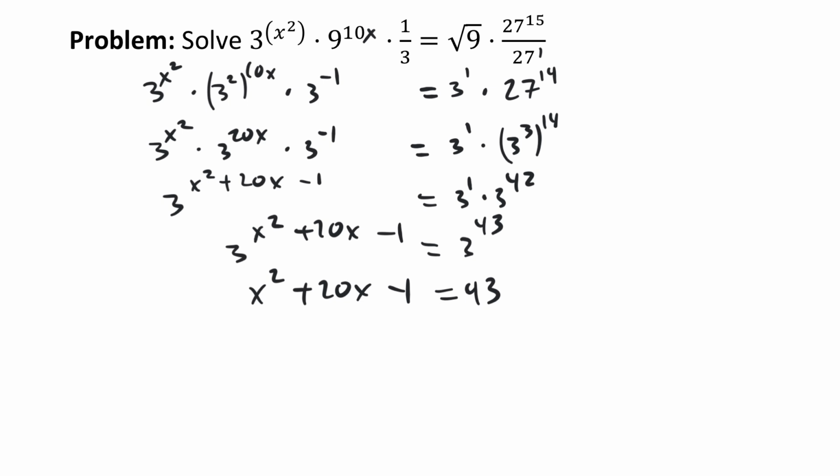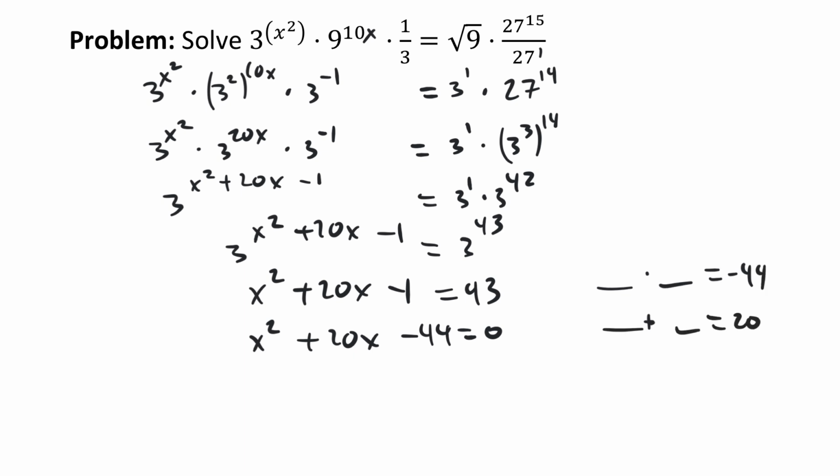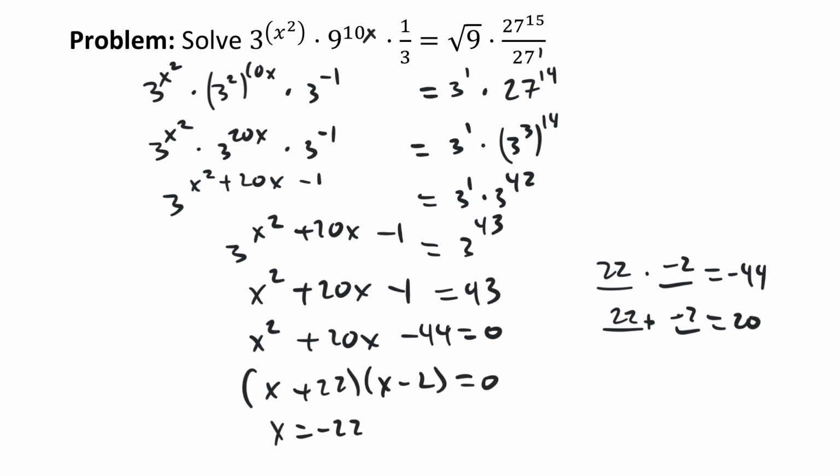We're going to have to move everything to the left because this is a quadratic, so x squared plus 20x minus 44. Looking for two numbers that multiply to give negative 44 and add to give 20. I'm thinking 22 and negative 2. Yep. So (x plus 22)(x minus 2), x equals negative 22, and x equals 2.